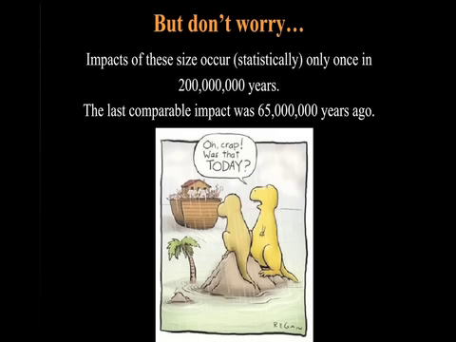Okay. Don't worry. Statistically, we're good for another 100 million years. These sorts of impacts are very rare in current history. They're predicted to occur only once in 200 million years, and the last one of comparable size was the famous one, 65 million years ago, the dinosaur killer. So we should have maybe 100 million years to go before we get another, if you believe statistics.